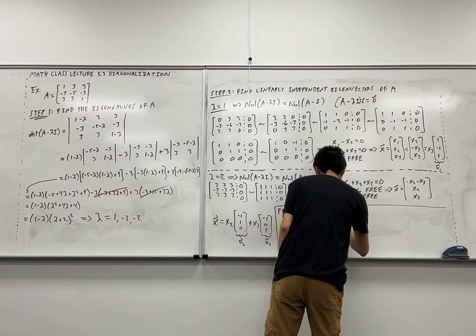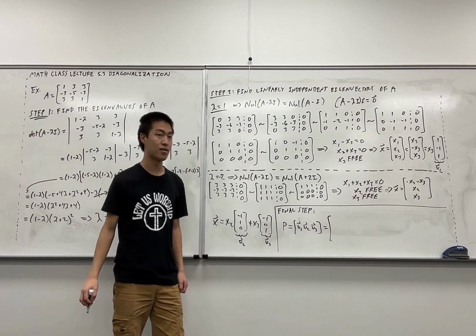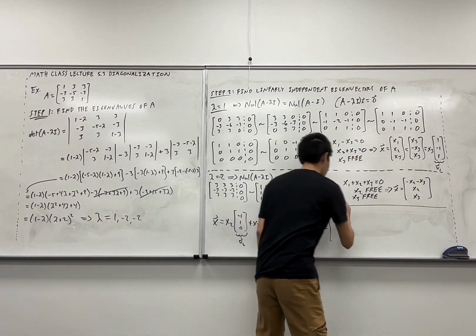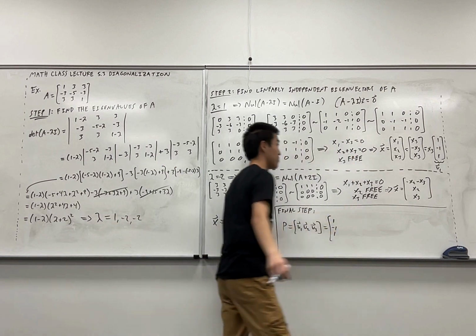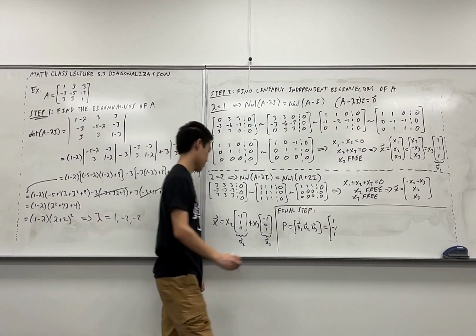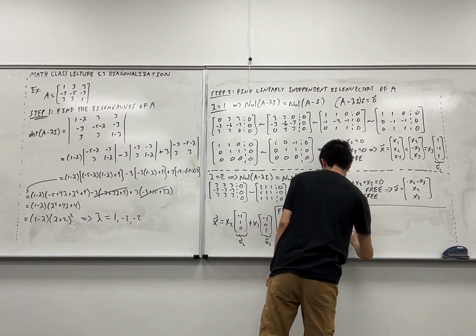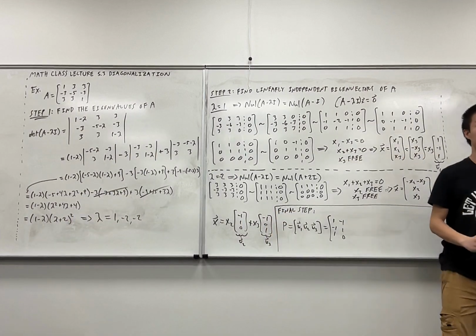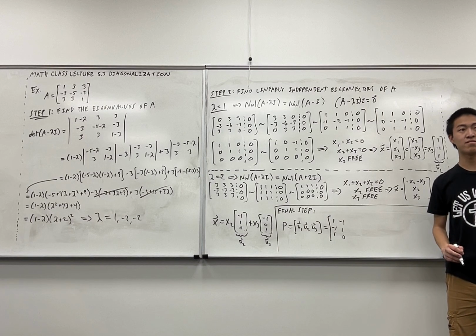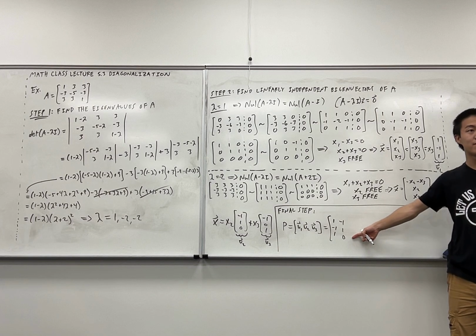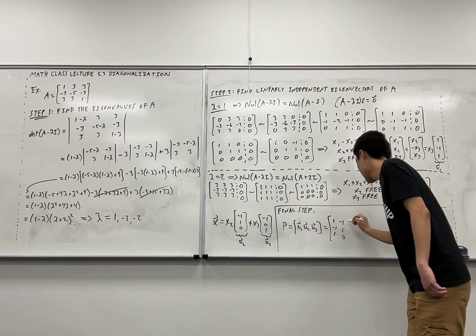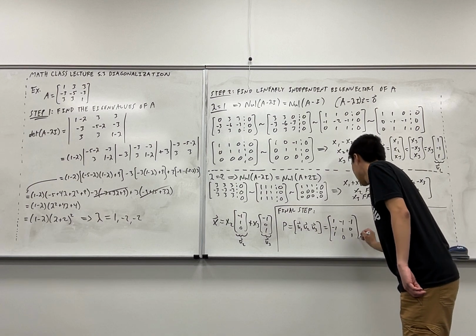So what is P? Let's take v1: 1, -1, 1. Then -1, 1, 0. Denzel, what's the last column? -1, 0, 1.